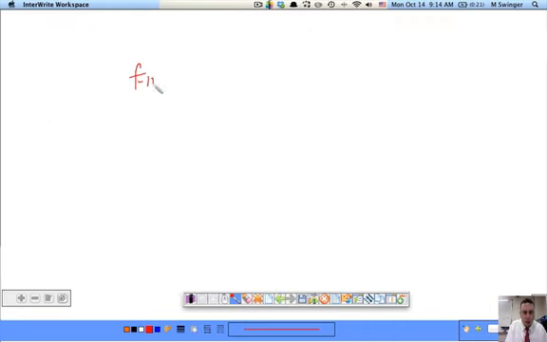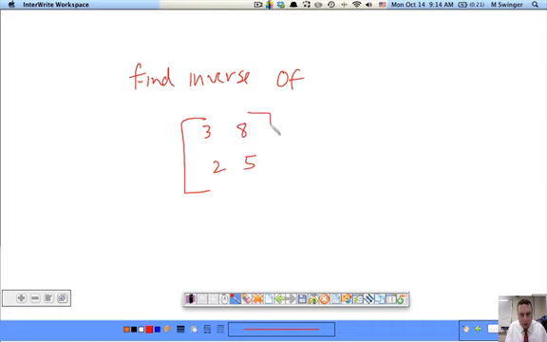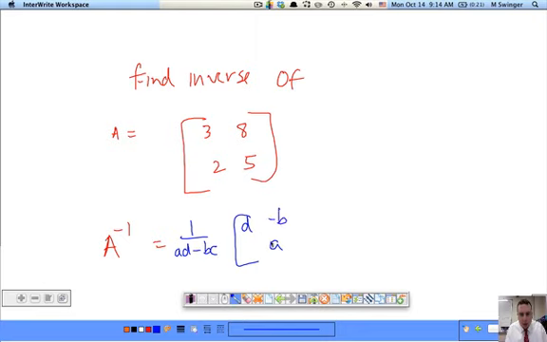So find the inverse of, I'll give you 4 numbers here, 3, 8, 2, 5. Okay, we'll call this A. You want to find the inverse of A. Well, you just have to memorize the formula. 1 divided by the determinant, so AD minus BC, times this matrix. You switch D and A, and then you make these opposite. Opposite of B, opposite of C. Let's plug them in and see what happens.